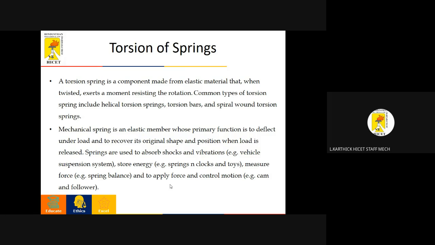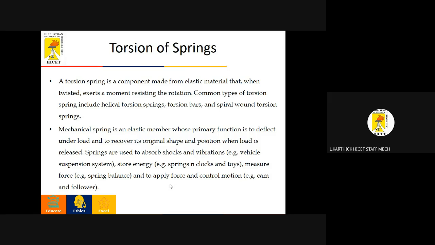Yes, I already mentioned that it absorbs a very large load, and it regains its original shape whenever the load is released. Whenever we apply a load, it deforms, and whenever we release the load, it regains its original shape. The main motive is to absorb shocks and vibrations.